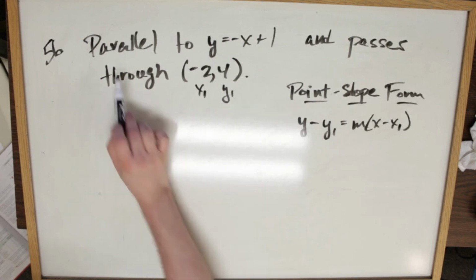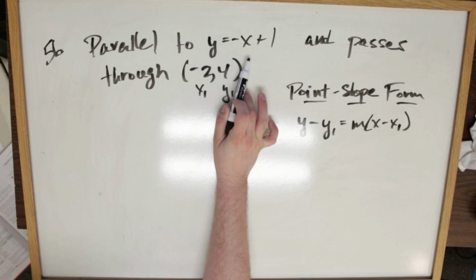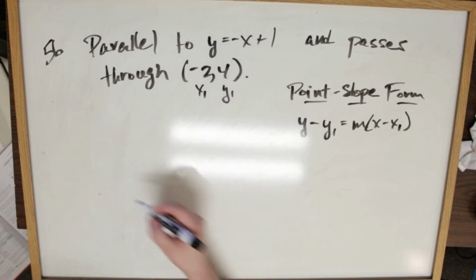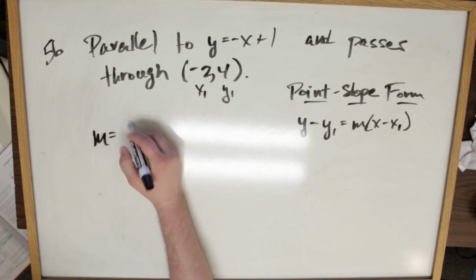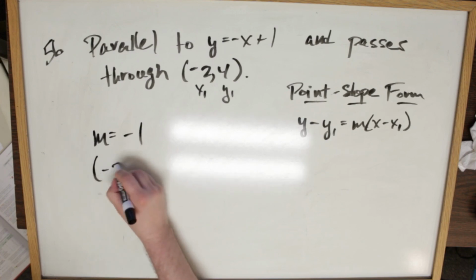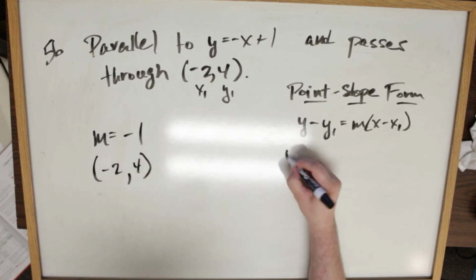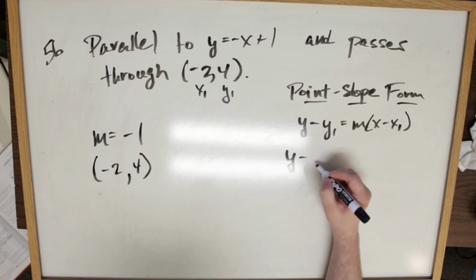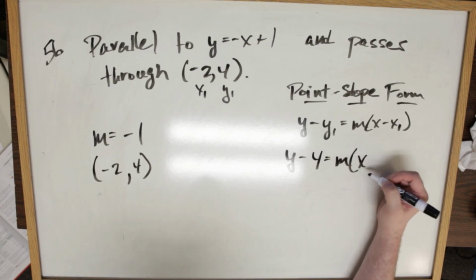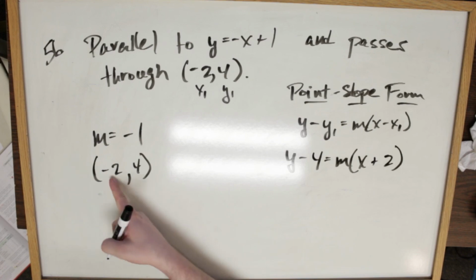Well, the clue is given in that it's parallel to y is equal to minus x plus 1. If it's parallel, that means it has to have the exact same slope. So the slope, m, is going to equal minus 1, and the point is minus 2, 4. Which means if I substitute these values in, I'm going to have y minus 4 is equal to m times x plus 2, because I'm doing a minus 2.